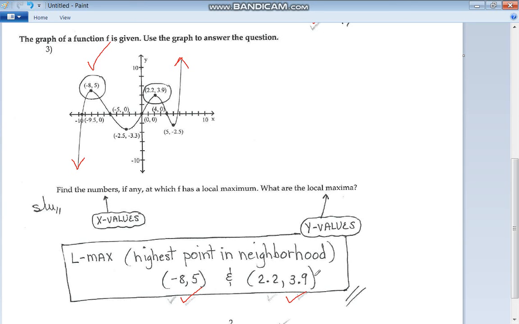Now, I just want to remind you that when they ask for the numbers at which the local max occurs, they're asking for the x values. When they ask you specifically to find the local max, they're asking for the y values. I gave them both by giving the answer as ordered pairs.